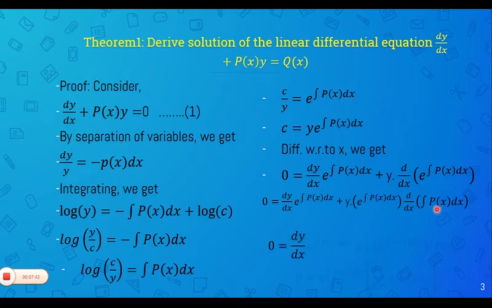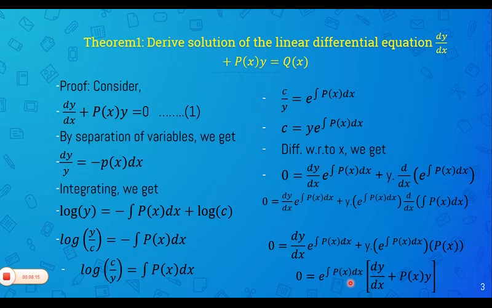So therefore 0 is equal to dy by dx e to the power integration p dx plus y into e to the power p dx into px. Here the integration and the derivative both are reversible, therefore they may get cancelled, and we have got px only. And therefore finally we'll get 0 is equal to e to the power integration px dx, which we have taken common, and inside the bracket we are getting dy by dx plus pxy.